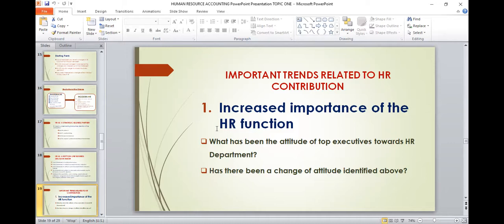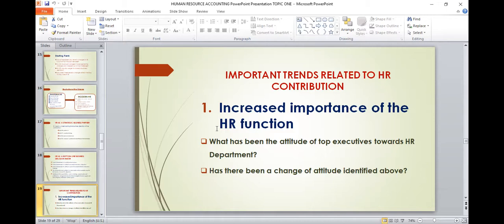Part of the things that we need to ask ourselves is, what has been the attitude of the top executives towards the HR department? Part of this, I think, I've answered, because I said, traditionally, we were taught as people who were just cost centers. People who had very little to contribute, very little to put on the table. People who could not contribute anything. So this attitude has changed.